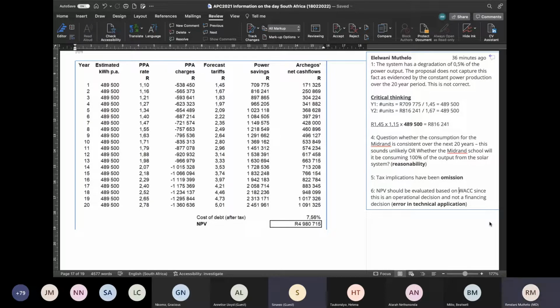Or you can argue that since it's going to be attached to the school, it will be an operating asset that needs to generate a return on the entity's invested capital.